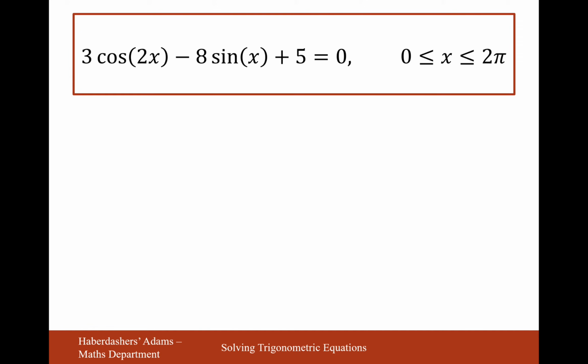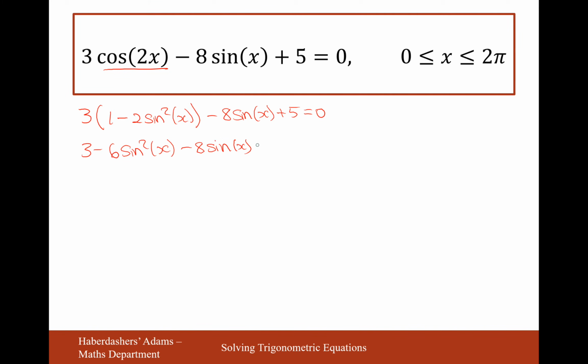Let's move on to the next one, and in this question we want to turn 3 cos 2x into something related to sine. So I remember that there's an identity for cos 2x that goes 1 minus 2 sine squared x, and then it would be the rest of the equation, minus 8 sine x plus 5 equals 0. Let's expand the brackets. We're going to get 3 minus 6 sine squared x minus 8 sine x plus 5 equals 0. Let's now move everything onto the right hand side.